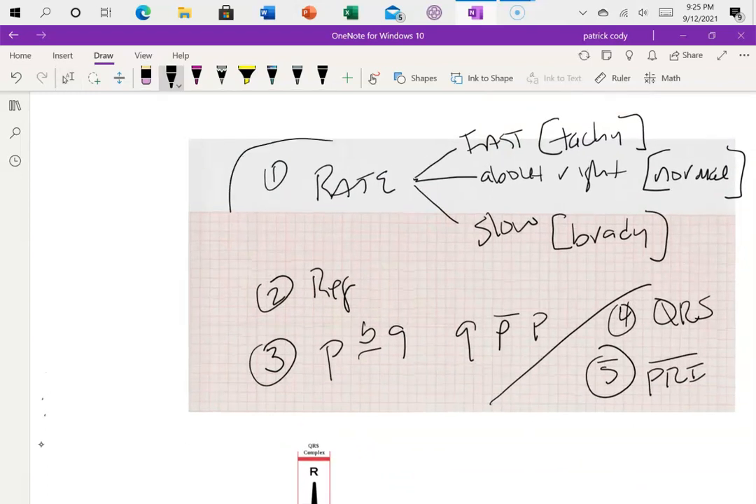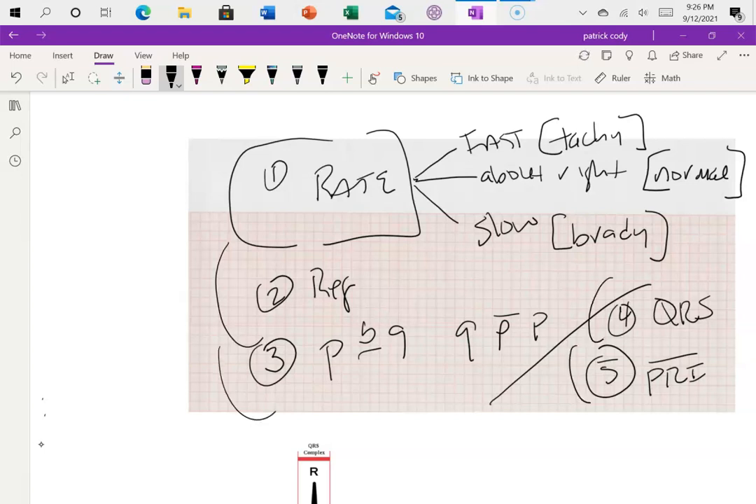Okay, so remember, rate kills. So that's the very first thing I want you to look at, and then I want you to work your way down through all of these, because unfortunately what happens is once you find the first abnormality, you tend to pause and not look for others. So all that to say, you can have a normal rate and an abnormal rhythm, or an abnormal rate and an abnormal rhythm, any number of things.